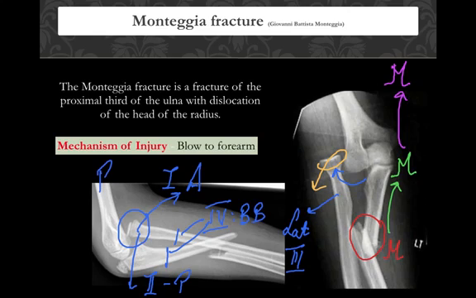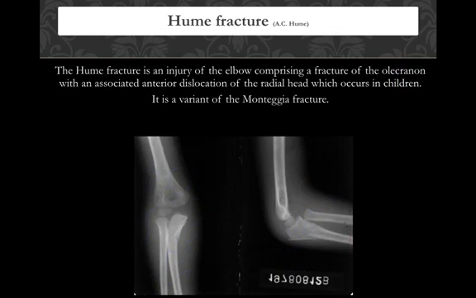This is the Bado's classification. Type 1, where the head goes anterior, is the most common, and that was the question which was asked in Andhra PG 2016, where the answer was Bado's type 1. They did not ask you what this fracture is, they asked you which type of Monteggia it was.